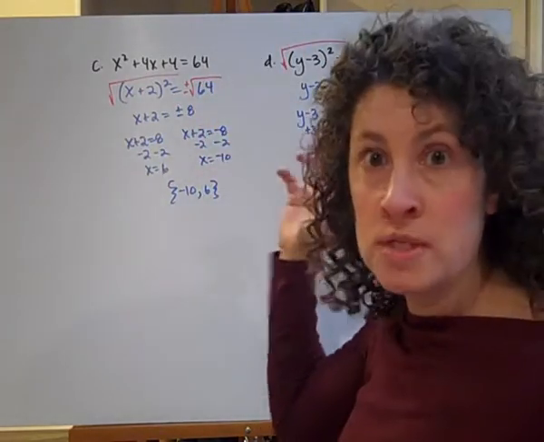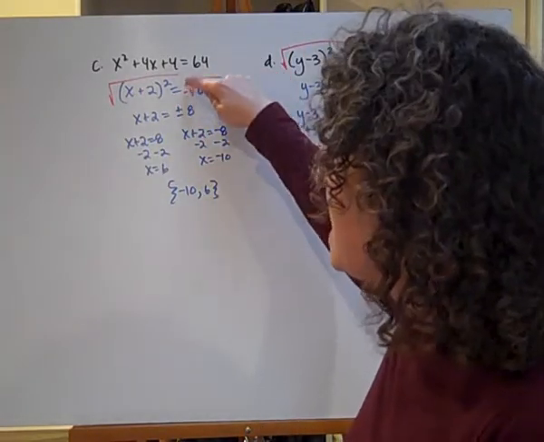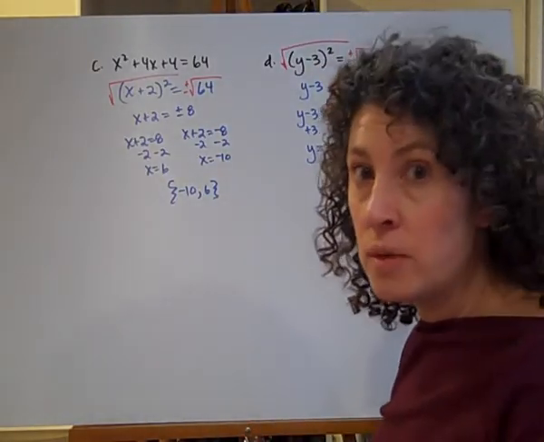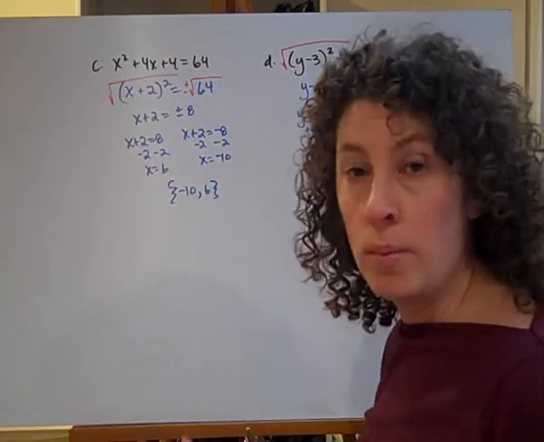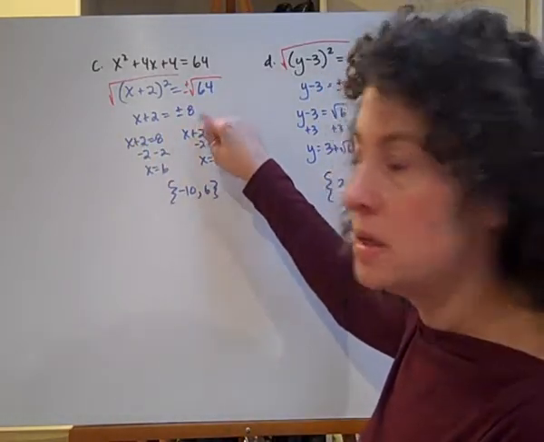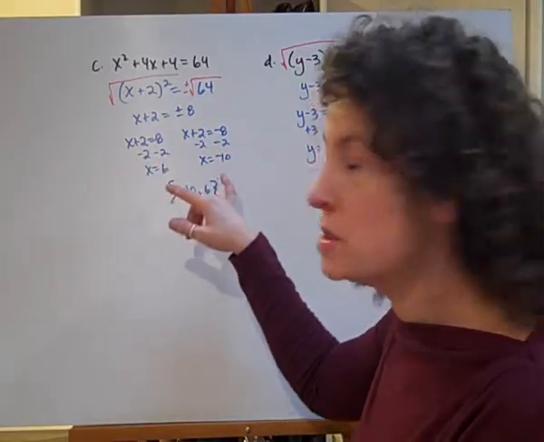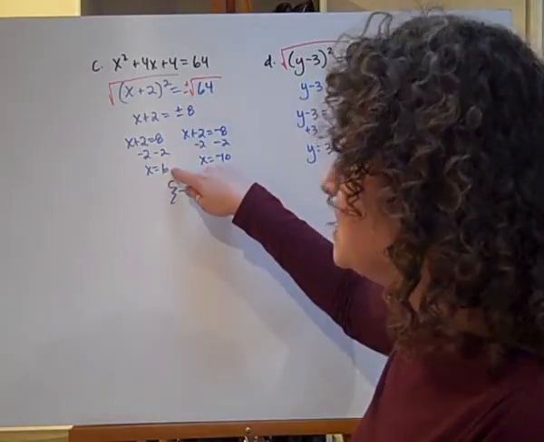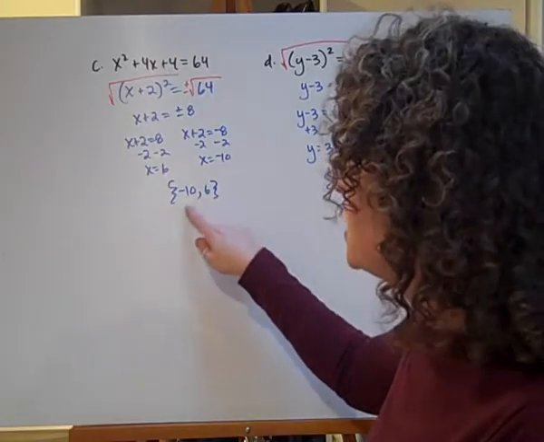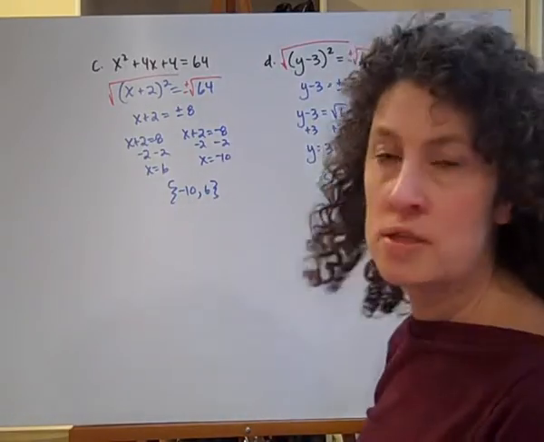Now, because we're not working with 0 anymore, I want the positive and negative square root of 64, because it could have been a positive 8 before this, it could have been a negative 8 before this. I want both of them. So I end up with x plus 2 equals positive and negative 8. I'm going to split those up into 2 equations. So I end up with x equals 6, and I also end up with x equals negative 10. So there are my 2 solutions that will work in this equation.